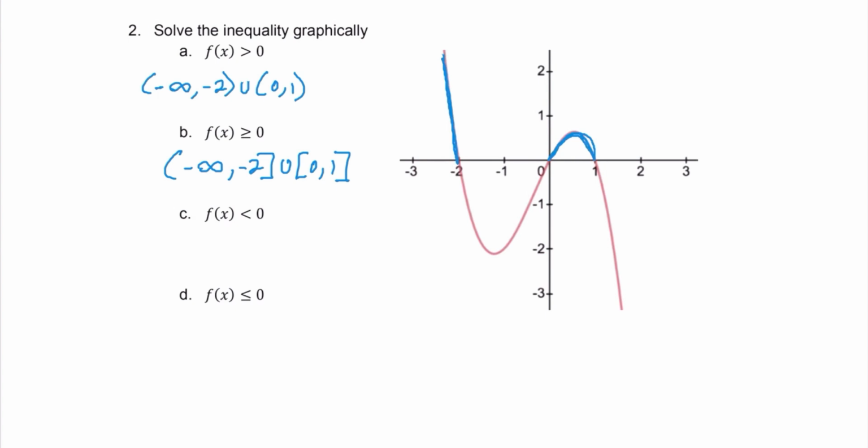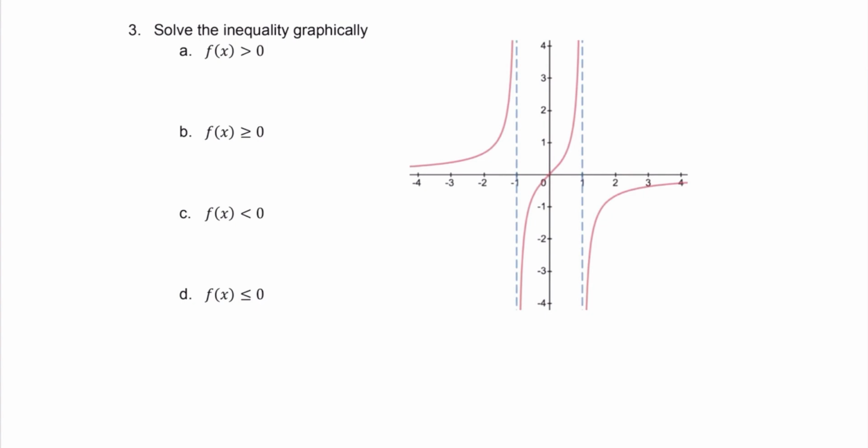In example C, we're asking where is f less than 0? In other words, where is it below the x-axis? That's in this first interval from -2 to 0. Also, this second piece from 1 to infinity. Again, we'll use parentheses since it's a strictly less than. In example D, we have less than or equal to, meaning we can now include those x-intercepts. We'll bracket the -2, bracket the 0, bracket the 1, and infinity stays a parenthesis.